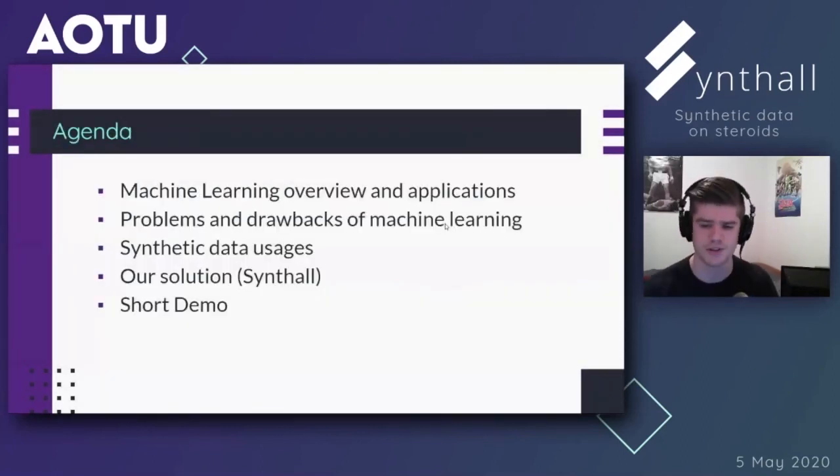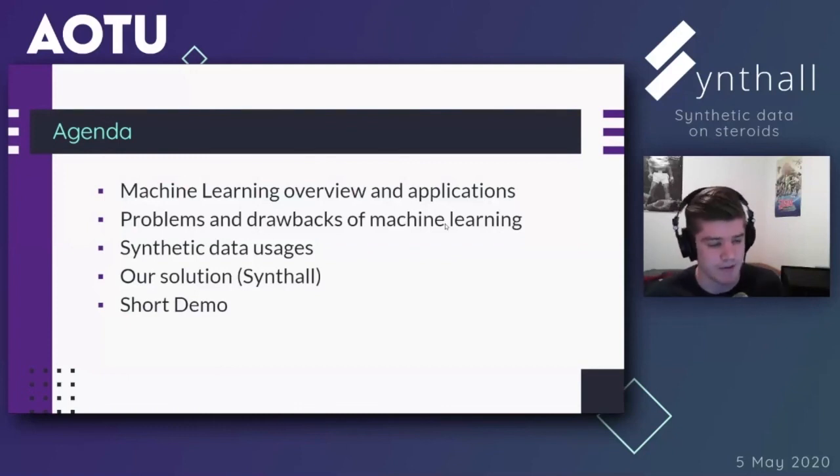So just to cover the agenda for today. I'm going to first be talking about machine learning, its overview and its applications in the industry, and what it's being used for right now. I'm also going to talk about some problems and drawbacks of machine learning that you may run into if you are ever using machine learning to solve any of your problems.